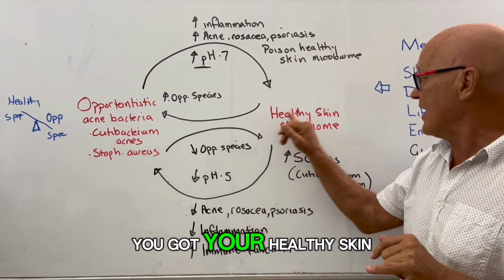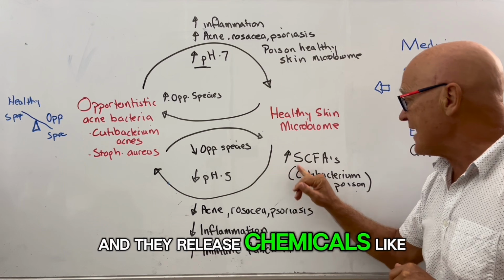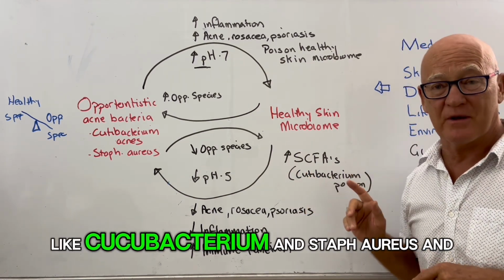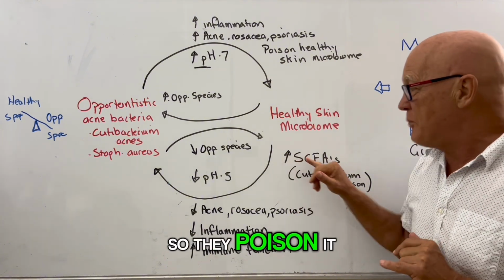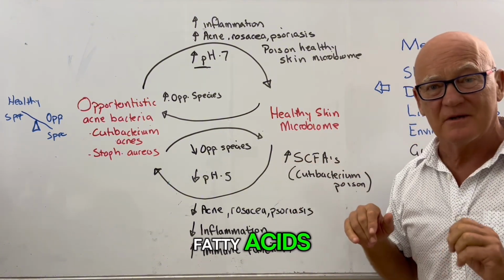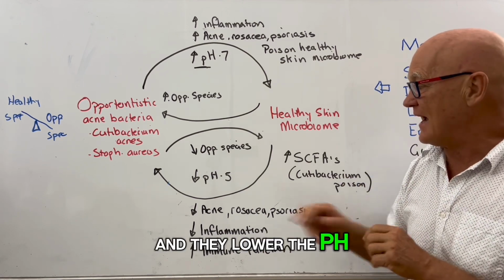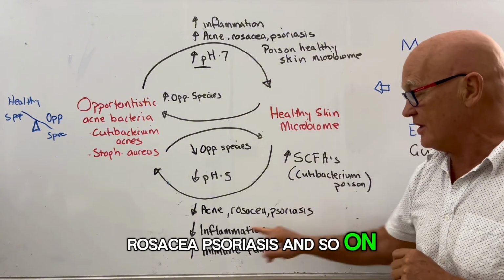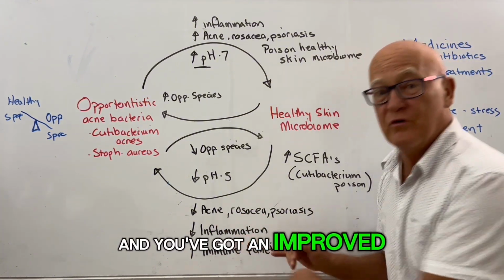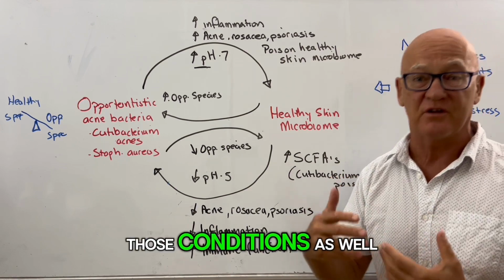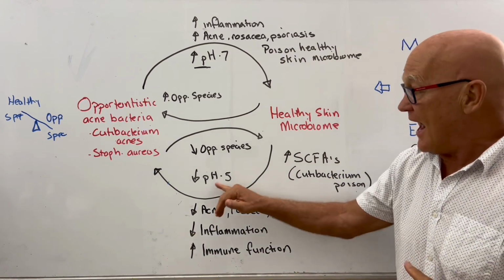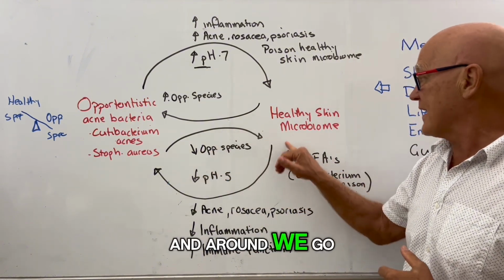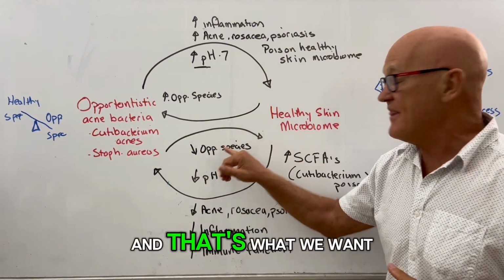Now on the positive side, you've got your healthy skin microbiome here, and they release chemicals like short chain fatty acids that poison the nasty ones like Cutibacterium and Staph aureus and all the other ones. So they poison them, but they're also acids, and they lower the pH to pH 5. And as a result, you've got decreased acne, rosacea, psoriasis, and so on, decreased inflammation, and an improved immune system, which helps you fight off those conditions as well. It's a win-win-win situation. And as a result, it decreases the opportunistic species, and around we go, healthy microbiome, and we go round and round, and that's what we want.